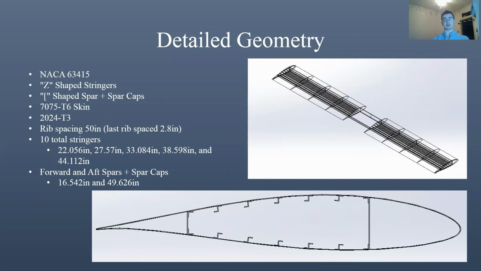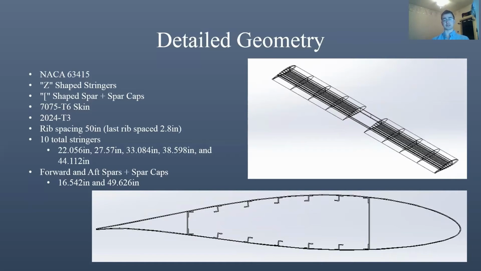For the stringers, we used a Z shape, and for the spar cap assemblies, we used a bracket shape, where the brackets faced the inboard rib section or the stringers. The stringers and spar cap assemblies were 1/8 inch thick each. For the skin, we used a 7075 T6 aluminum, and for the other components, a 2024 T3 aluminum was used.